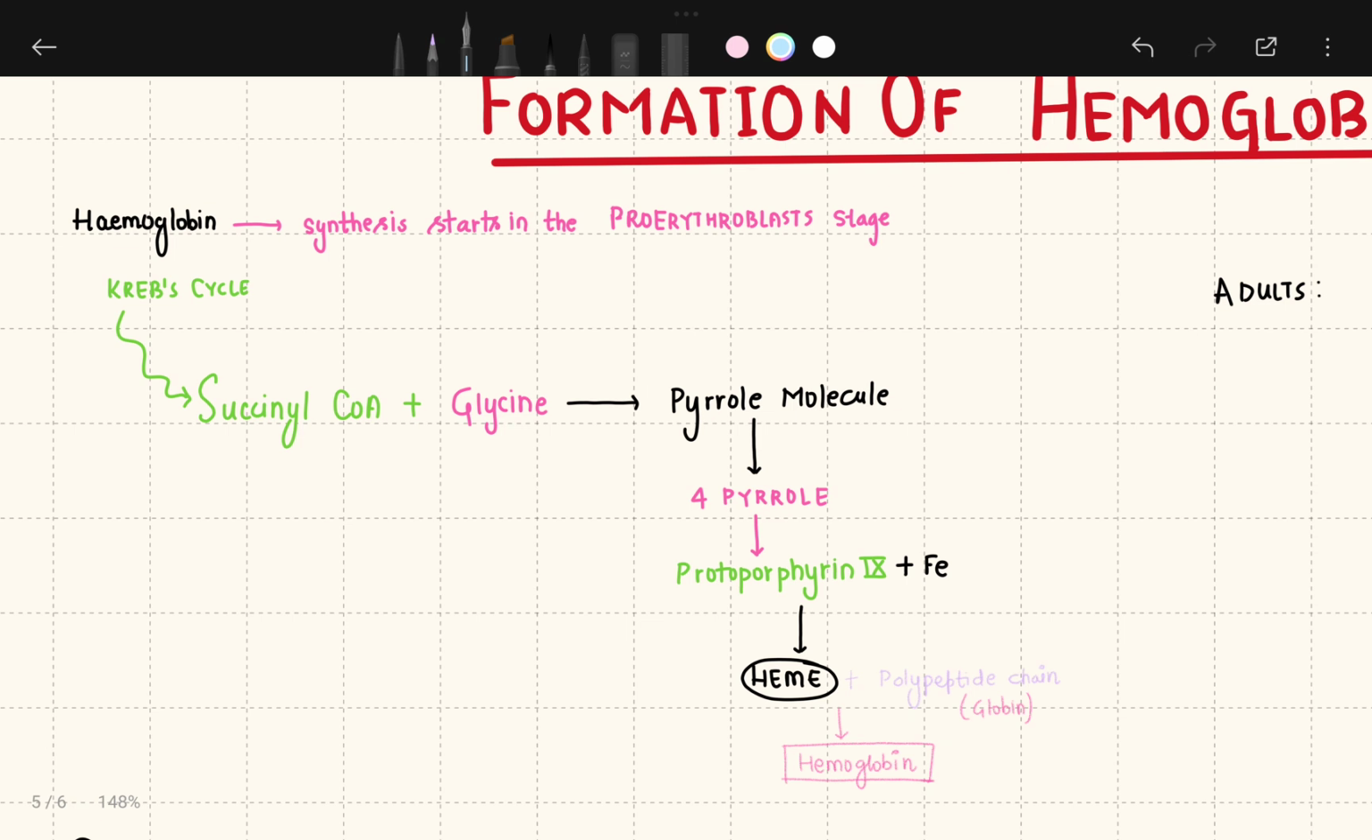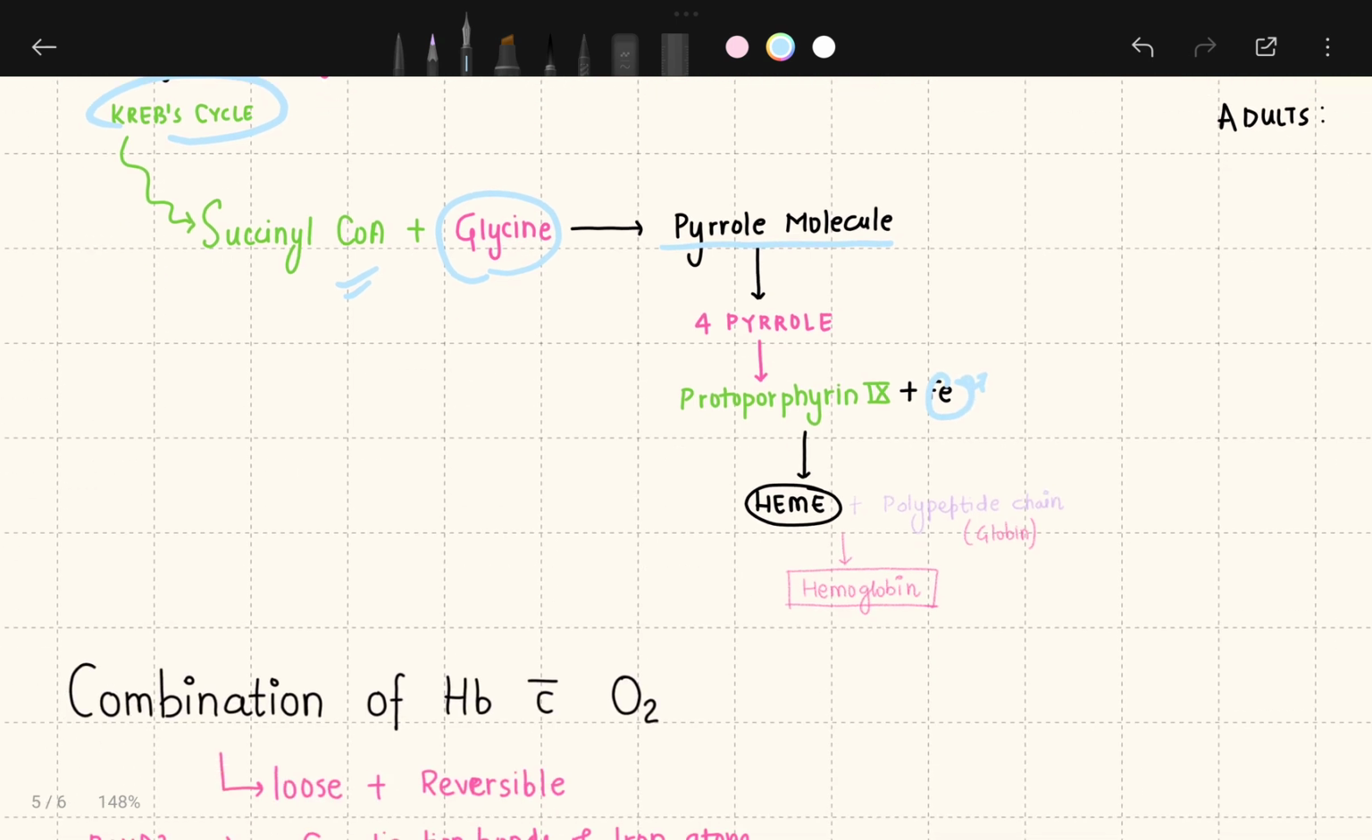So we are going to study heme first. From the Krebs cycle, which occurs in the mitochondria of the cell, we get succinyl CoA, and succinyl CoA combined with glycine forms a pyrrole molecule. Then four pyrrole rings combine together to form protoporphyrin 9, and that combines with iron Fe2+ and forms the heme. Now, this heme, when combined with the polypeptide chain, also known as the globin chain, forms hemoglobin.